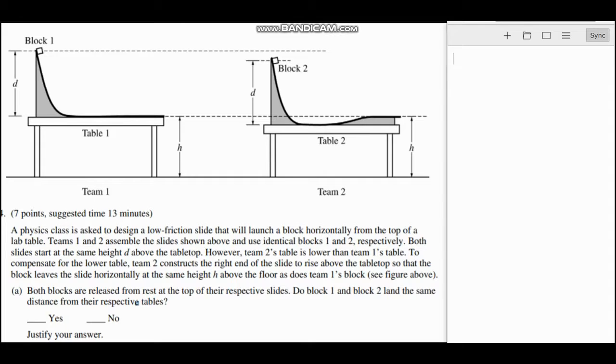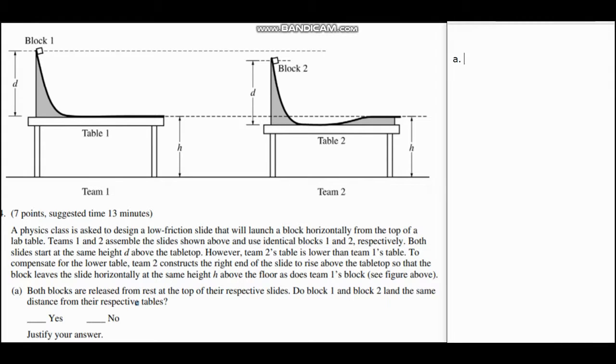To compensate for the lower table, Team 2 constructs the right end of the slide to rise above the tabletop, so that the block leaves the slide horizontally at the same height h above the floor as does Team 1's block. Both blocks are released from rest at the top of their respective tables. Do block 1 and block 2 land the same distance from their respective tables?